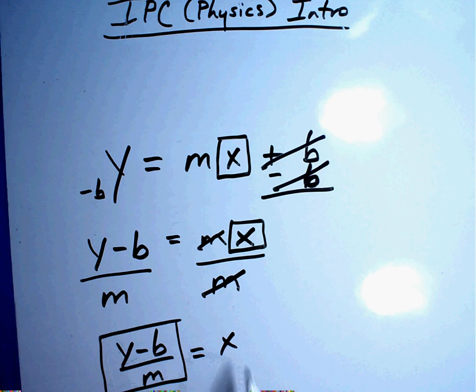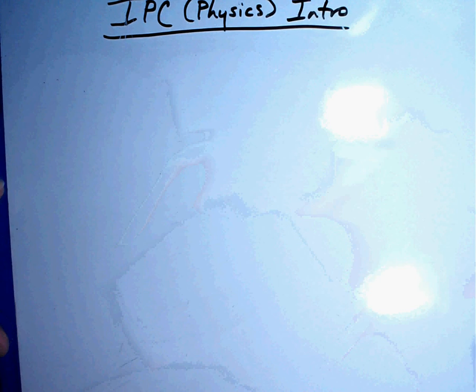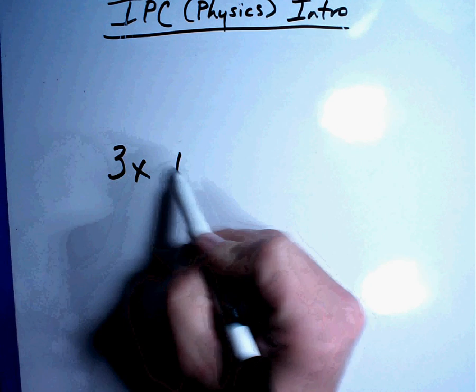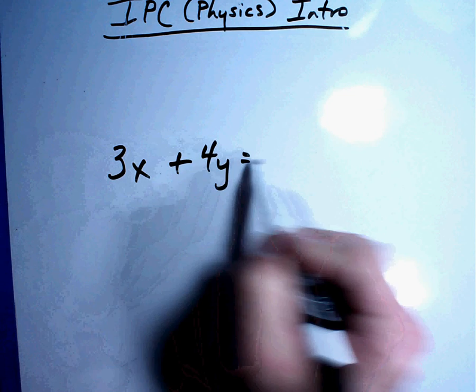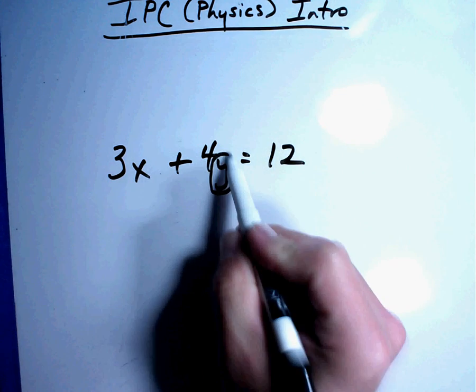There's my answer. I just solved for x. Now you may think, wow, that looked easy when you do it. Let's try another one. Let's say we have this: 3x plus 4y equals 12.